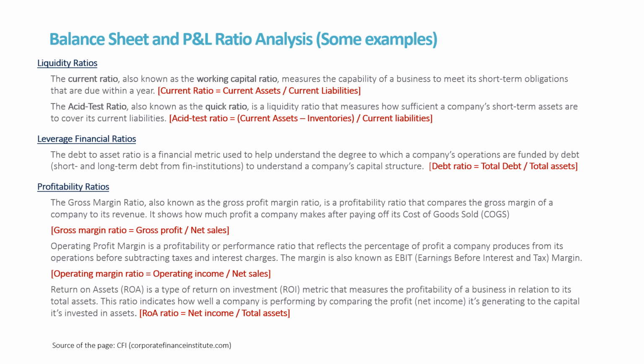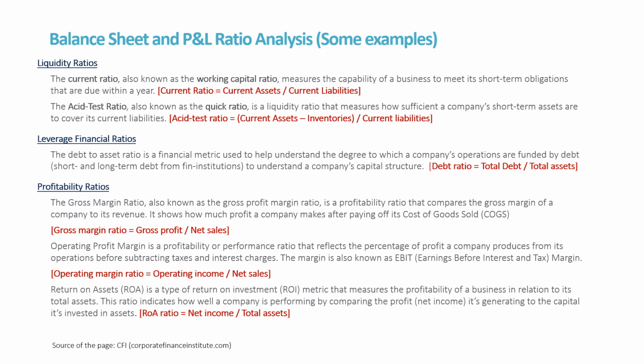For example, the current ratio measures the capability of a business to meet its short-term obligations that are due within a year. It's calculated by simply dividing current assets by current liabilities. Asset test ratio, which is also called quick ratio, measures how sufficient a company's short-term assets are to cover its current liabilities.